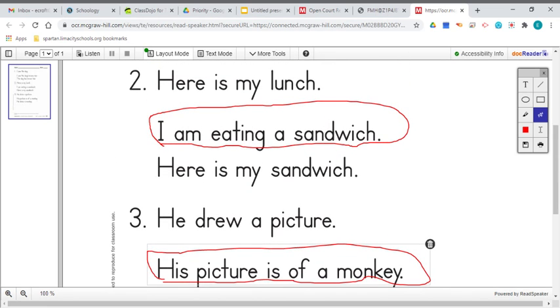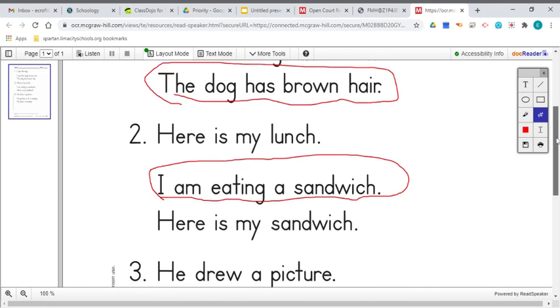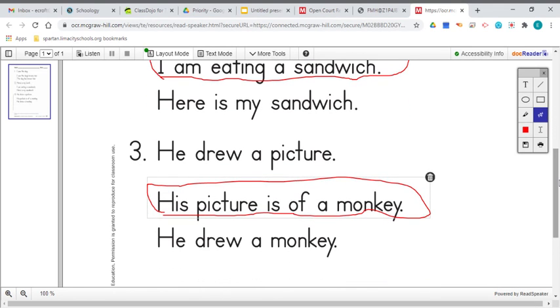Okay, well, that's our last one. And I think you're going to have some of that on the test tomorrow. So I wanted to make sure that you understand that we want to choose sentences that start differently when we are writing.